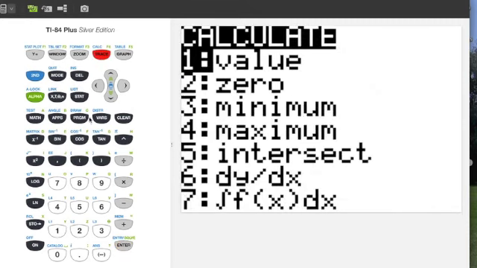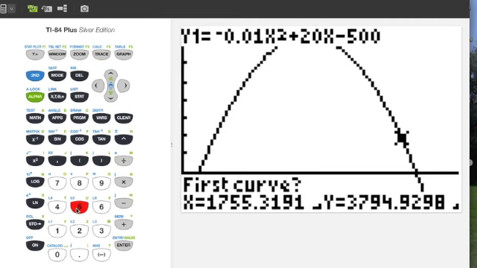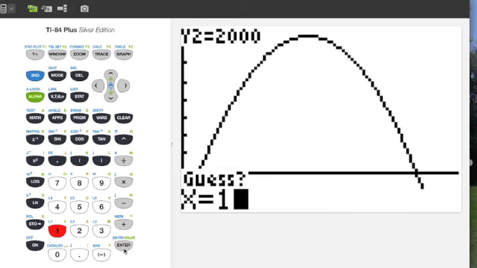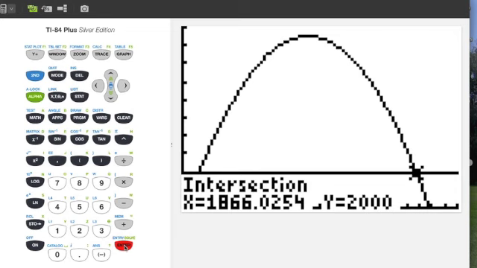Try to find that other point, intersection 5. Right, enter, and let's guess 1,900. Okay, we'll find out it intersects at 1,866 and 2,000.